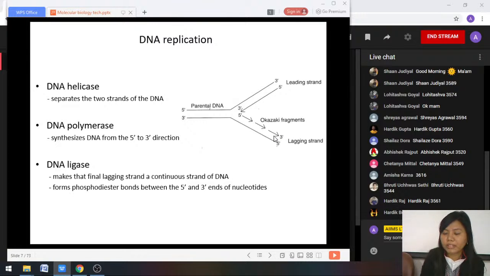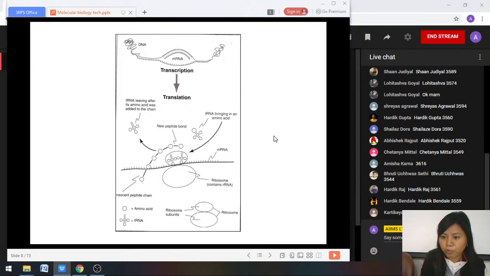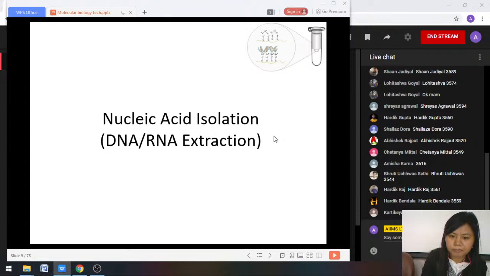Why have we just gone over the DNA basics and DNA replication? Because all this knowledge has been used to create the newer molecular techniques that we are going to talk about in the next few minutes. This is the basic central dogma that you already know about: DNA forms RNA through transcription, and RNA forms protein through translation. So this already familiar knowledge has been utilized further.